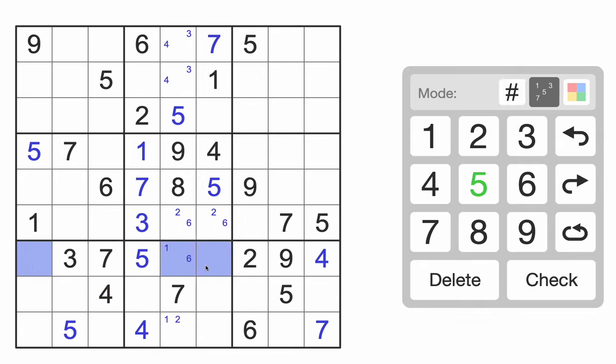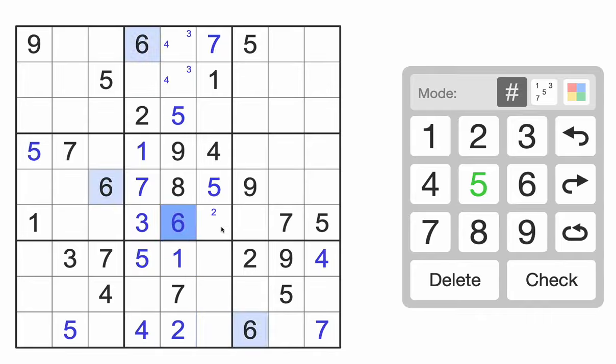And now I can place 1 on row 7. 1 here blocks this cell. This one blocks here. So this would be 1. That gives me 2, 6, 2.